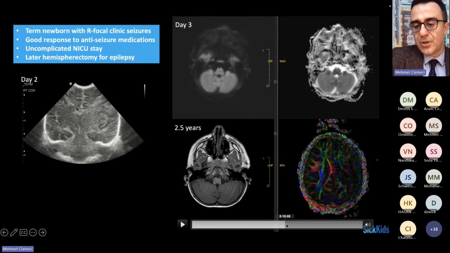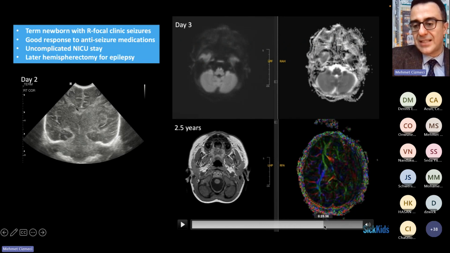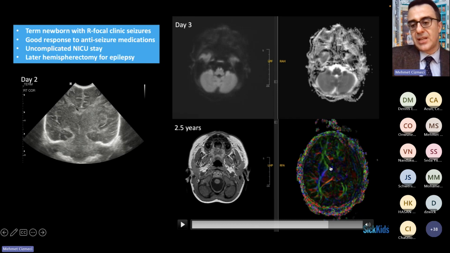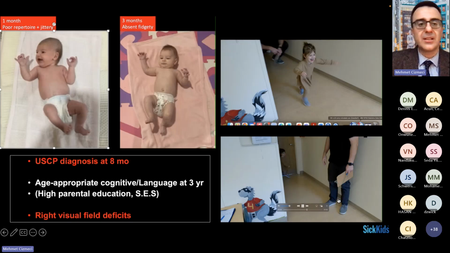And some advanced neuroimaging techniques can also be implemented in these babies. And this diffusion tensor imaging shows us the asymmetry of the corticospinal tracts that seems to be fully formed on the right side, but it seems to be absent on the left side. And also the optic radiations on the right side and on the left side seem to be very asymmetrical.